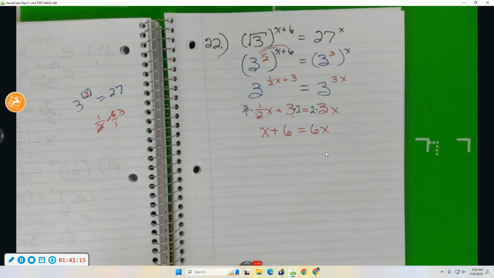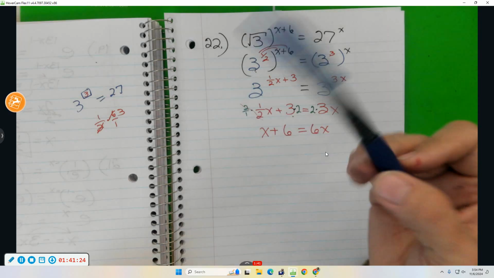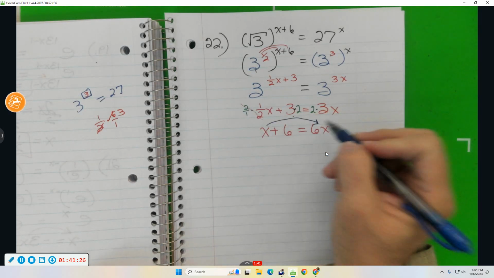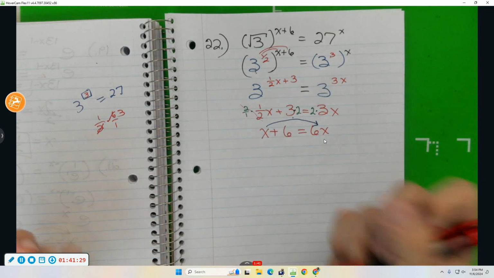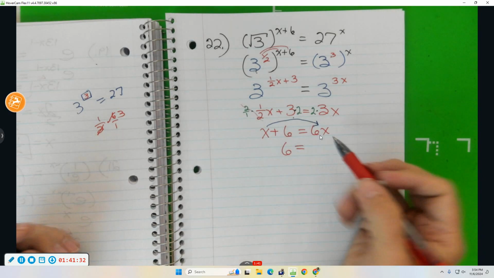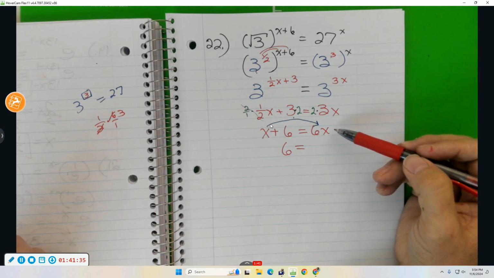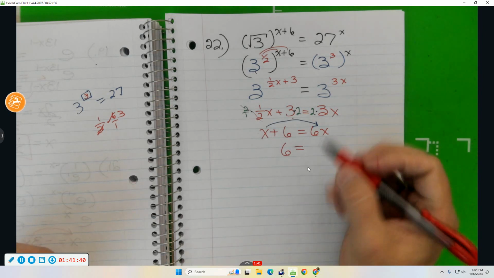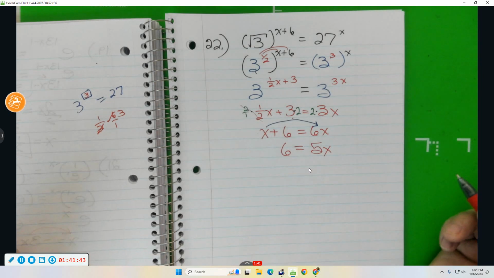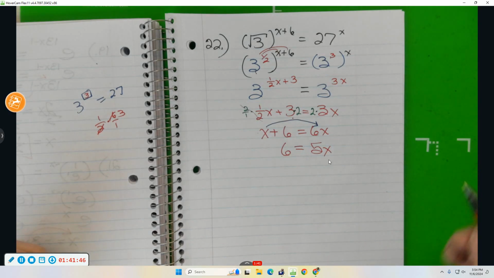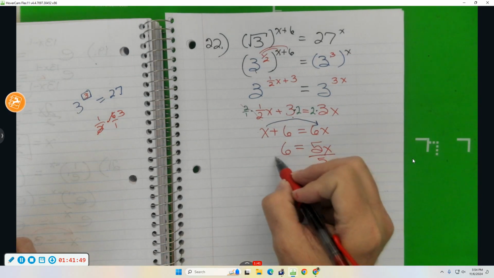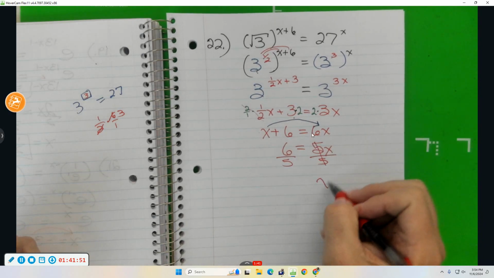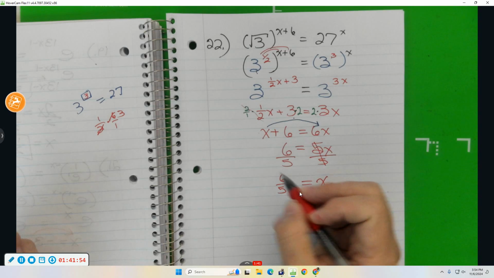I think I'm going to move the x to the right. I'm going to try to decrease the number of negatives. So, moving the x to the right, we're going to have 6 equals, what are we going to have to do to move that x to the right? It'll be 6x minus 1x. What are we getting here? 5x. There's only one thing left to do. Divide by 5 to give us x equals 6 over 5.